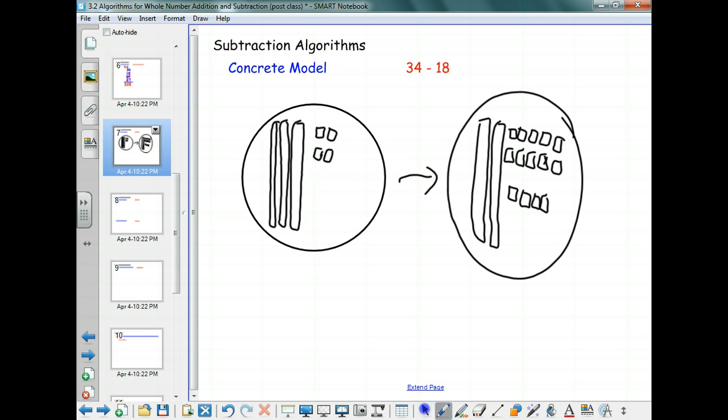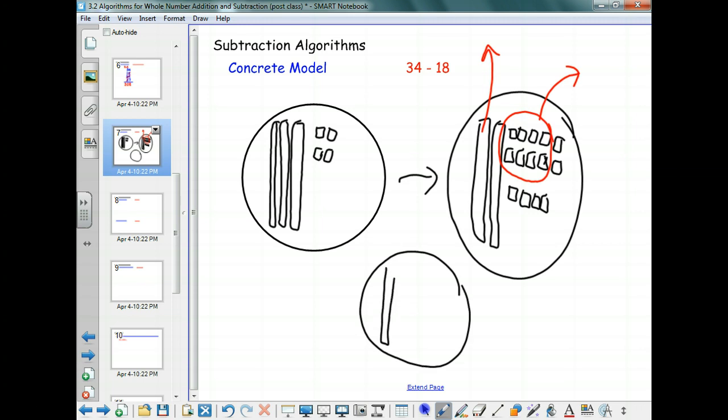These are equal, agreed? So then if I'm trying to remove, I need to remove what? 1 long and 8 units. So those are the pieces that are going to be removed. And my answer will then have what in it? 1 long and 6 units. And this is really good, and it can be done really well with blocks.